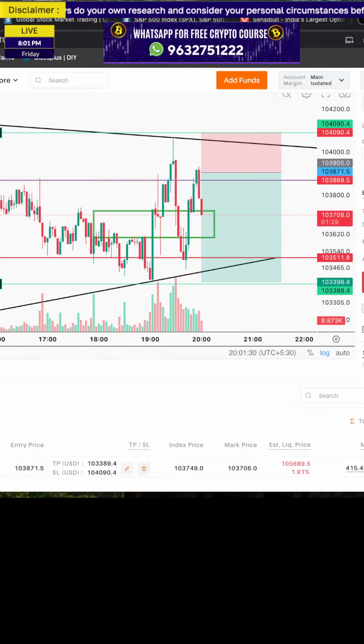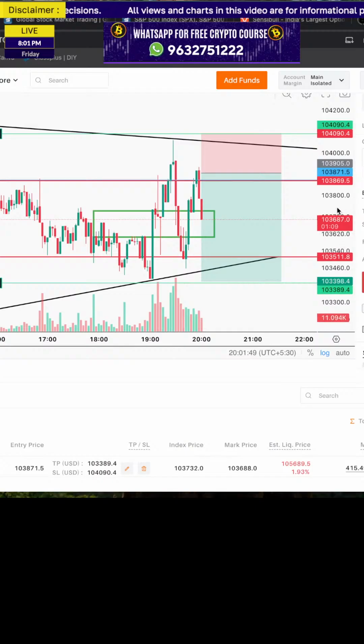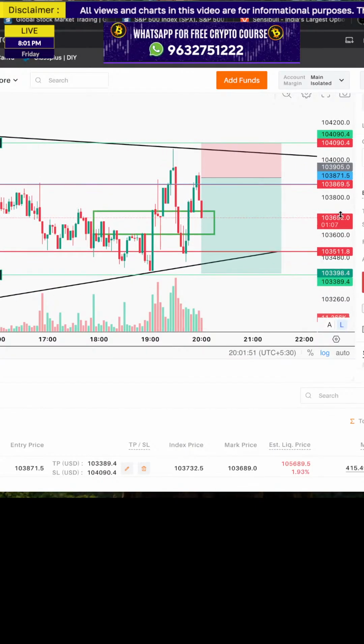Now, why I took this trade was that, to a certain extent, S&P 500 was showing very strong bearishness. Nasdaq was in between. So if Nasdaq is in between and S&P 500 is showing some bearishness, even if Nasdaq corrects a bit, then trend continuation possibility is there. That is our opinion.